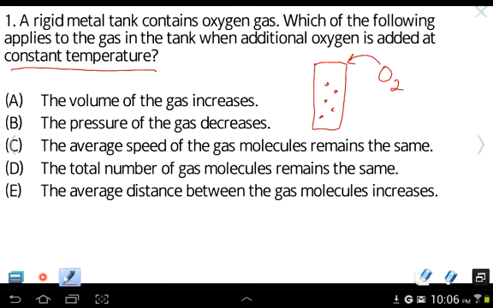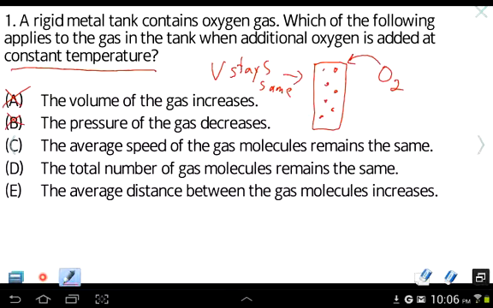A says the volume of the gas increases. This is incorrect because the tank is rigid, so volume stays the same. So this one's out. B says the pressure of the gas decreases. This is actually the opposite of the truth. Because we're adding more gas, the pressure goes up. So this is also out.